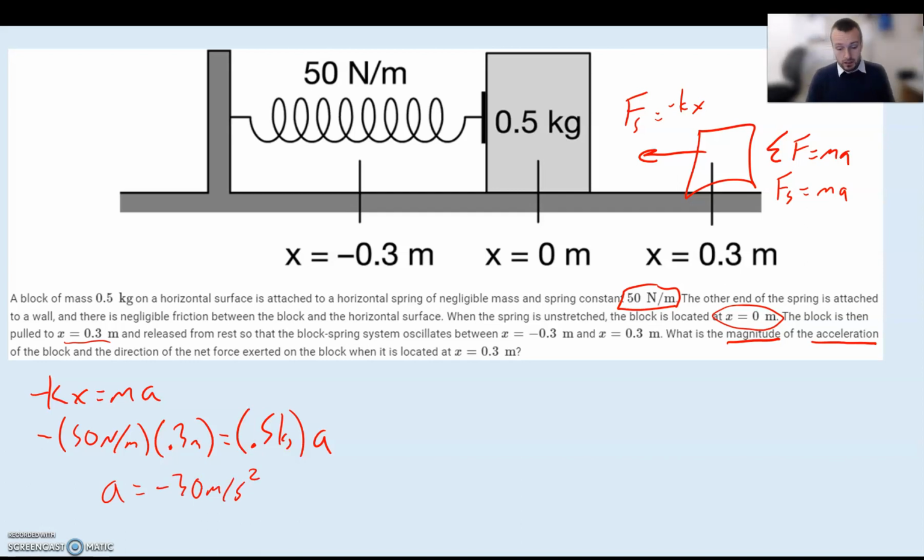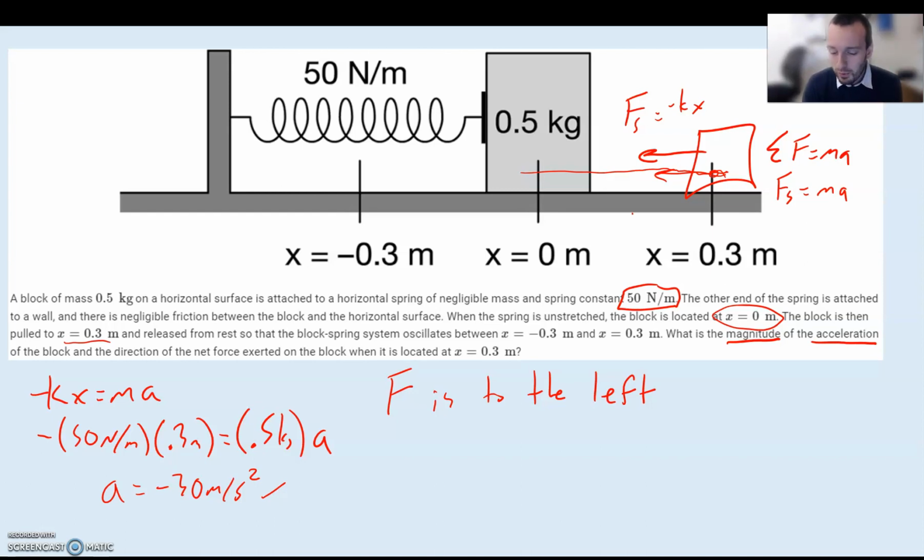When it says what is the magnitude of acceleration of the block, 30 meters per second squared, and the direction of the net force exerted on the block, we would say the force is to the left. As you oscillate back and forth, when you reach this point, you're slowing down, stop, come to rest, you're about to turn around and go back. So some people would have an issue, say, Mr. Simkins, how can you be at rest and accelerate to the left? And I would say, well, acceleration isn't velocity, right?